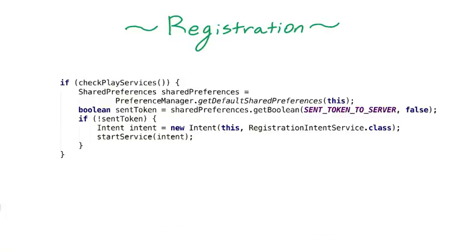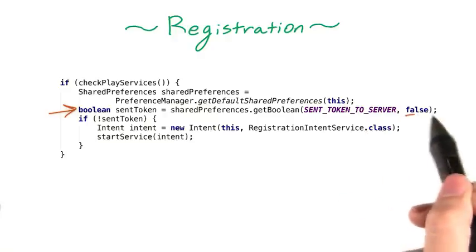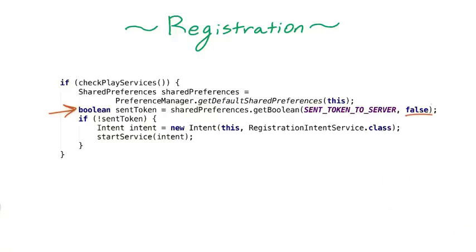Finally, we'll need to modify our Google Play Services check in onCreate inside of main activity to see if our app is already registered. We can do this by checking the Boolean that we stored with the default value of false. This means that if we cannot find the Boolean, assume we have not registered. And if we haven't already, we will register the app by invoking our new registration service.